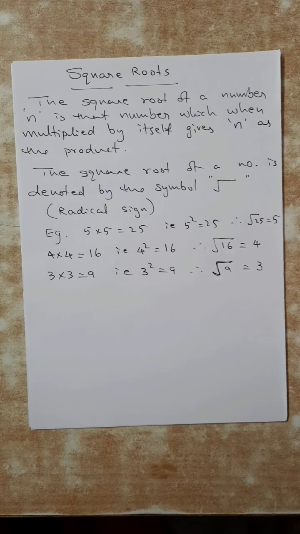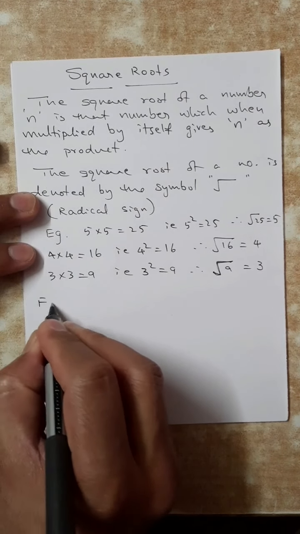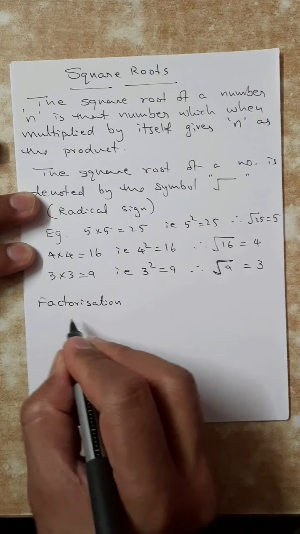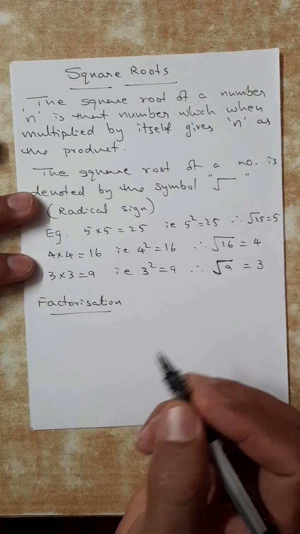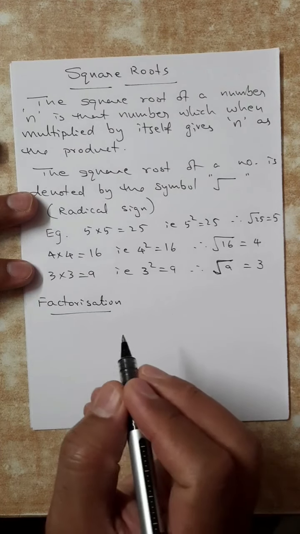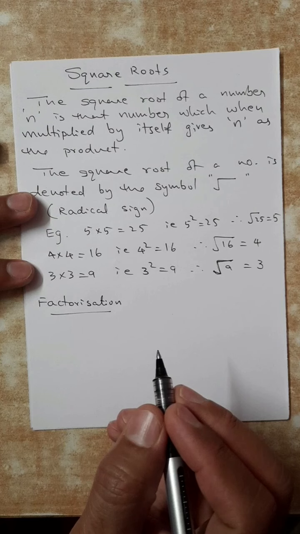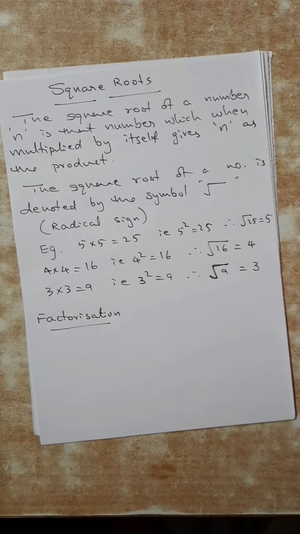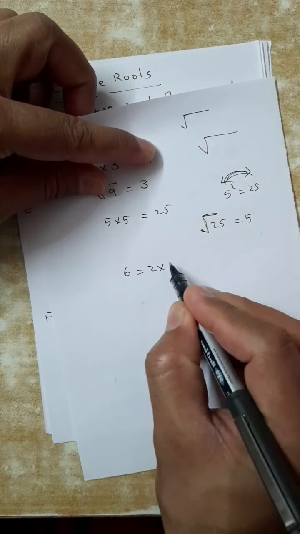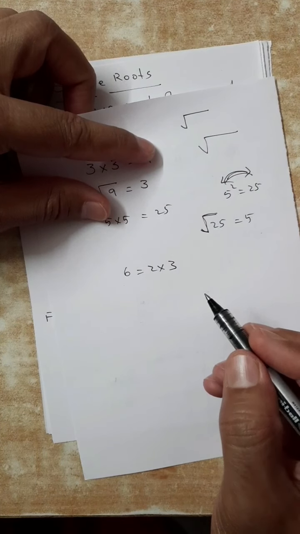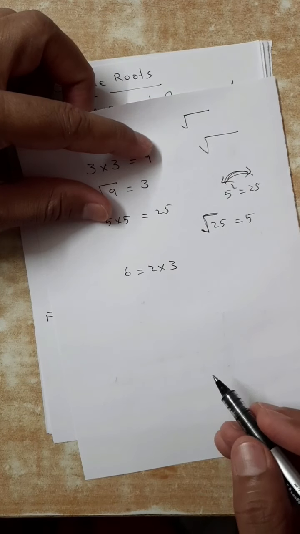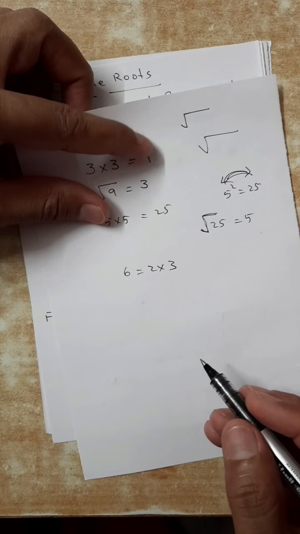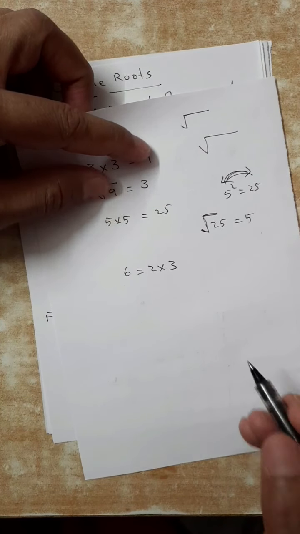First topic is factorization. What is the meaning of factors? If I break 4 as 2 into 2, that process of breaking is called factorization. 6 can be broken into 2 into 3. Now 2 is a factor, 3 is a factor. Breaking and expressing as a product of numbers is called factorization.